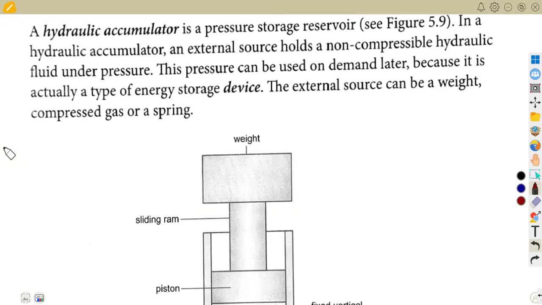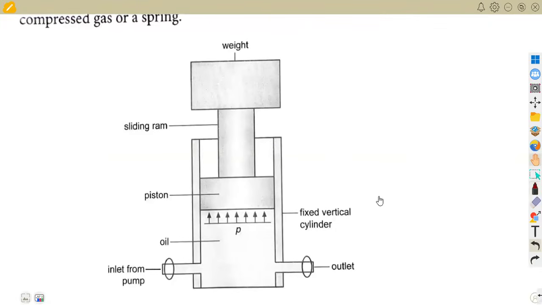All right. So the hydraulic accumulator is actually a pressure storage reservoir, an external source. Considering the figure that we have here, we've got a basic diagram of an accumulator. The external source holds a non-compressible hydraulic fluid under a certain pressure, all right?